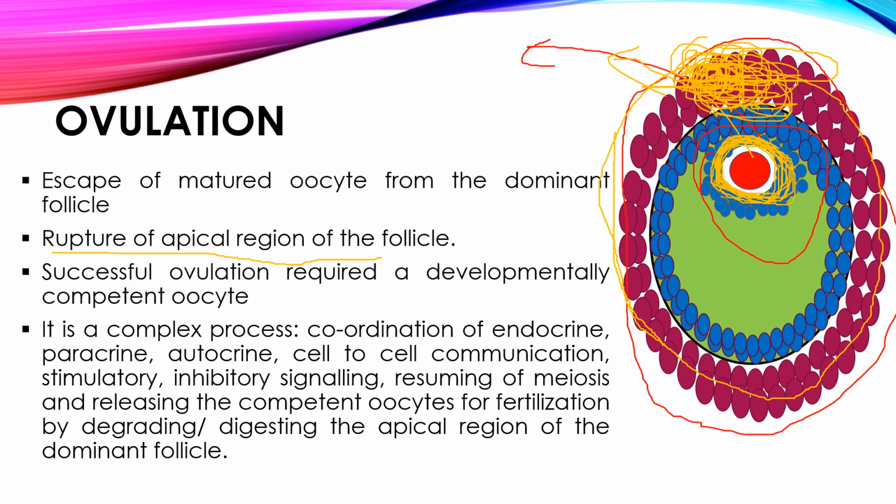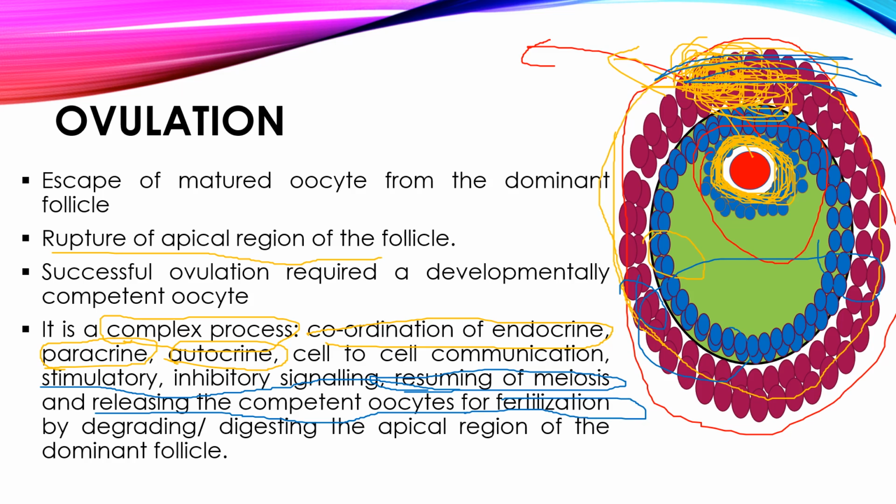So it is a complex process involving coordination of endocrine hormones with ovarian hormones or cells, and autocrine function within the follicle. This we have granulosa cell and theca cell and oocyte. All these coordinations are very important for successful ovulation. Within the follicle there will be inhibitory or stimulatory signaling pathways and hormones that influence the resumption of meiosis 1 especially, then release of a competent oocyte for successful fertilization by degrading the apical layer of the follicle.